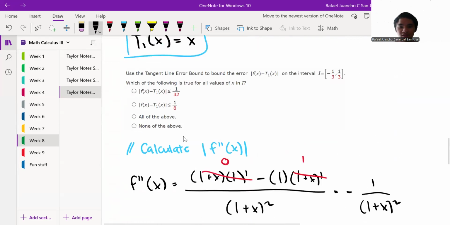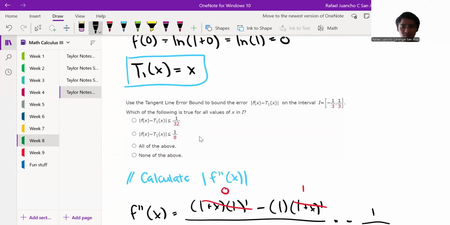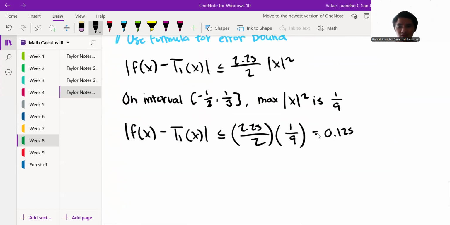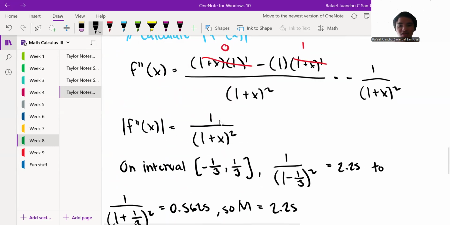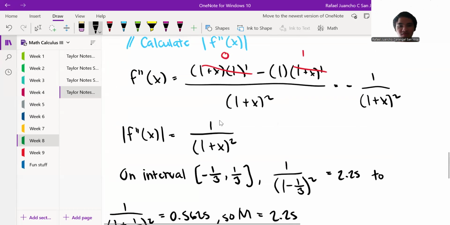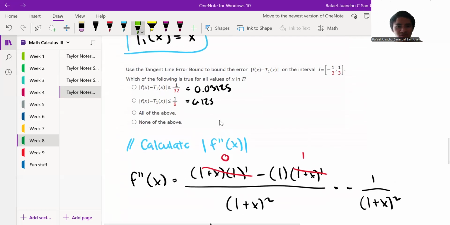Okay, now going back to the example here, how sure are we? So my error is less than or equal to 0.125. 1 divided by 32 is 0.03125. 1/8 is 0.125. So if my error is less than or equal to 0.125, then it's sure to be this one. So this is true.